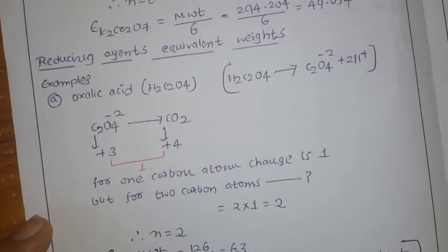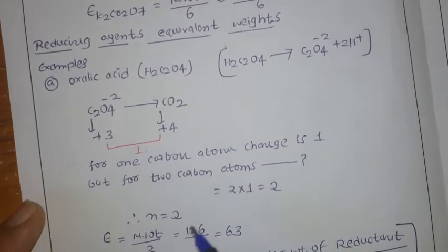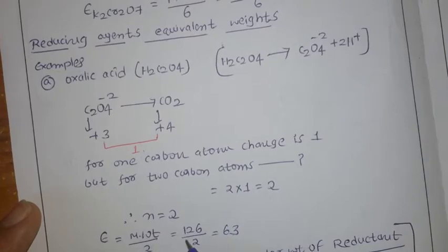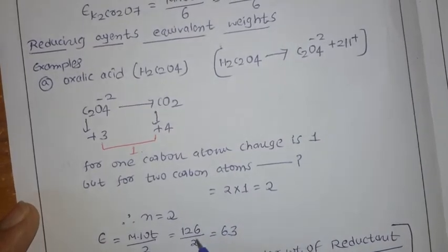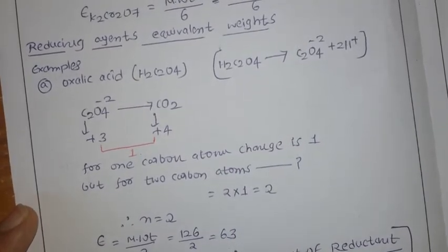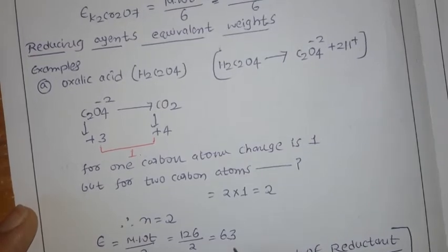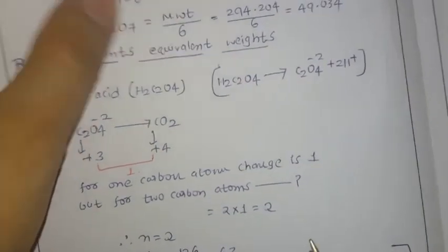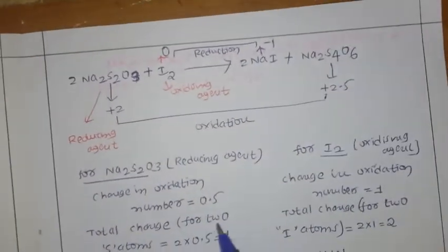So the equivalent weight of oxalic acid, how much are we going to get? Molecular weight by 2. Molecular weight is 126, change is how much? 2. So that is equal to 63. This is the equivalent weight of oxalic acid.